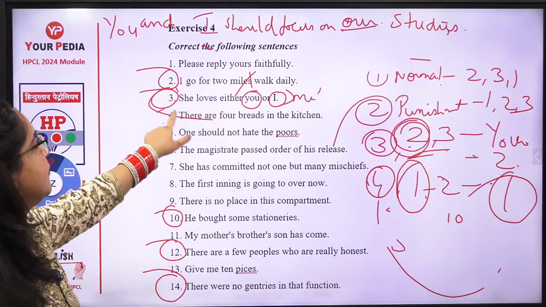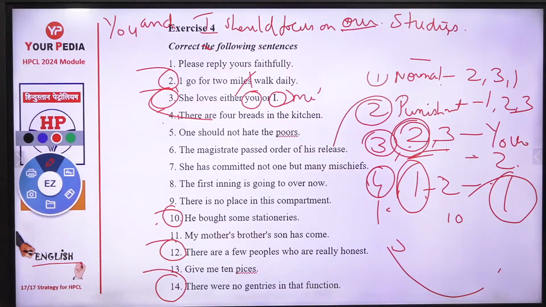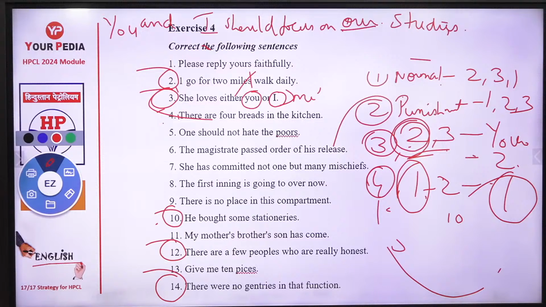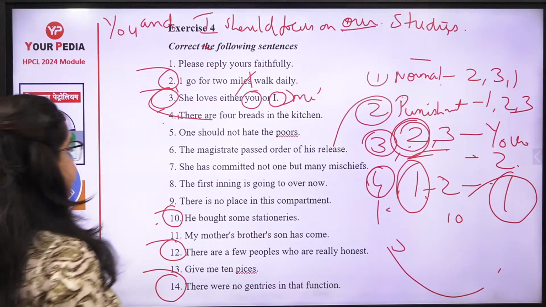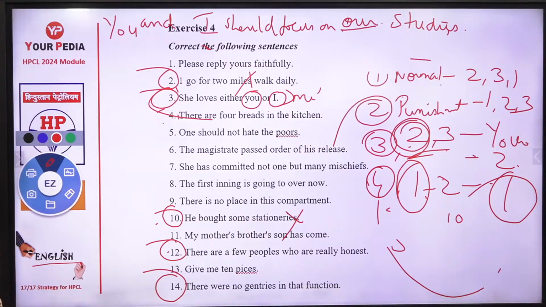Now go for this one. 10th. He bought some stationaries. What is right and wrong over here? He bought some stationaries. He bought some stationaries. Is it right or wrong? Only Jatin is active. Rest all are. He bought some stationery. Good. Jatin is right one. Go for 12th. There are a few people who are really honest.